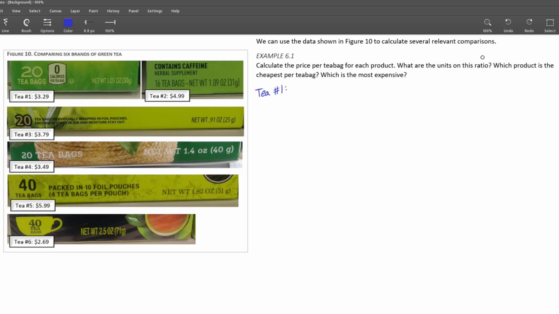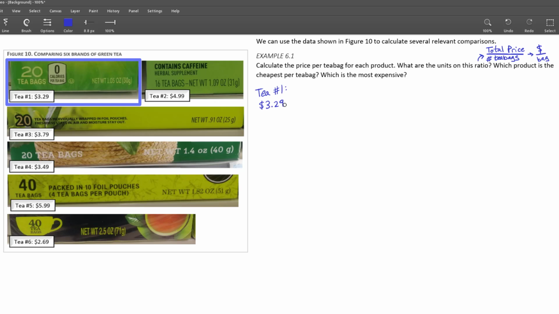Which product is the cheapest per tea bag, and which is the most expensive? The ratio we're going to be calculating is the total price divided by the number of tea bags. That's going to give us the units dollars, because the total price is in dollars, over number of tea bags, which is going to work out to 1 bag once we do that division.